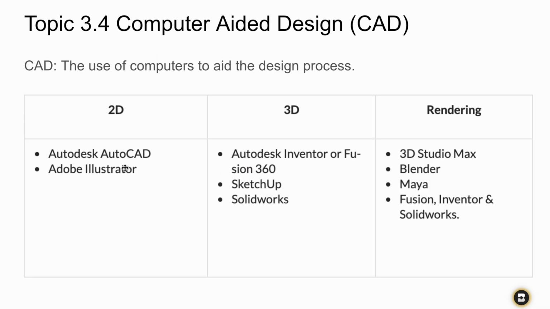Lots of different types of computer-aided design that we want to talk about. We have 2D, 3D, and then rendering. So in general, for 2D design, we're going to be using, at least for us, Adobe Illustrator, but you might also use AutoCAD. We like to use Fusion 360 for 3D design, but you could use SolidWorks or SketchUp, and then for rendering, you can use any of these particular CAD programs here.